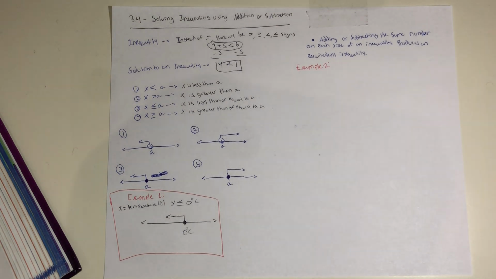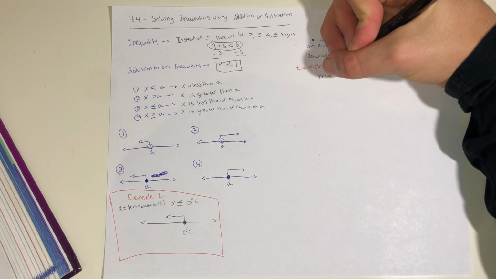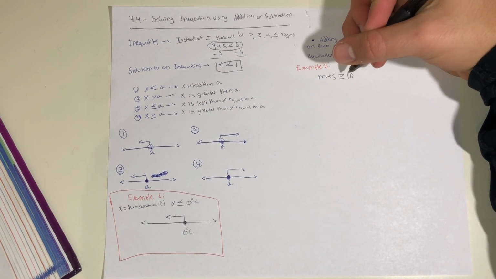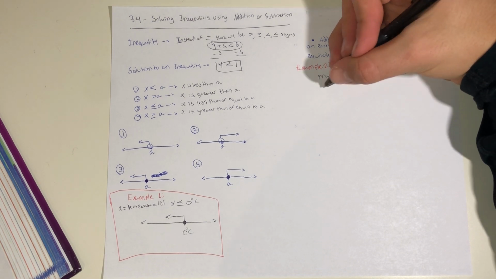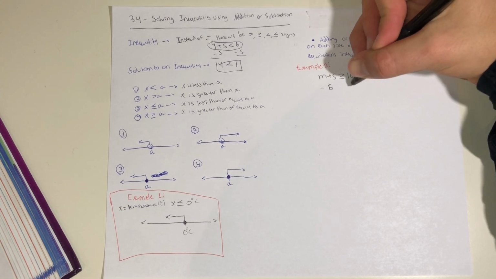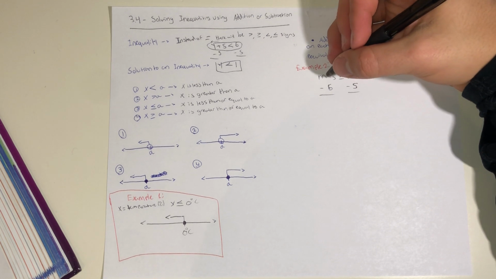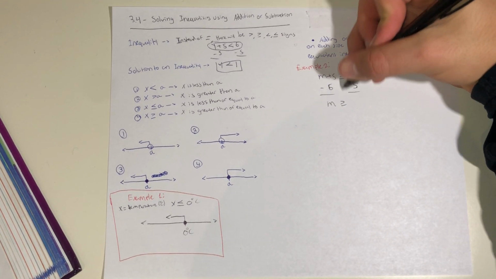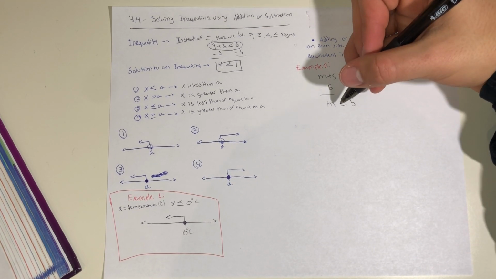Example 2 says, we have to solve m plus 5 is greater than or equal to 10. So we have to treat this like an equation. We have to isolate m. So we have to subtract 5. So m plus 5 minus 5 is m, is greater than or equal to, bring the same sign, 10 minus 5, which is 5. So m has to be greater than or equal to 5.